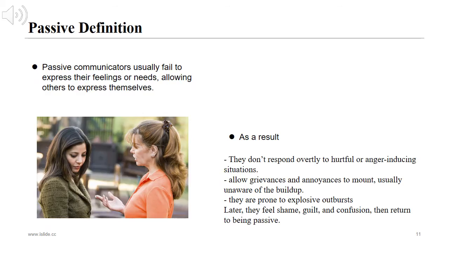The second communication style is passive. Passive communication is a style in which individuals have developed a pattern of avoiding expressing their opinions or feelings, protecting their rights, and identifying and meeting their needs.